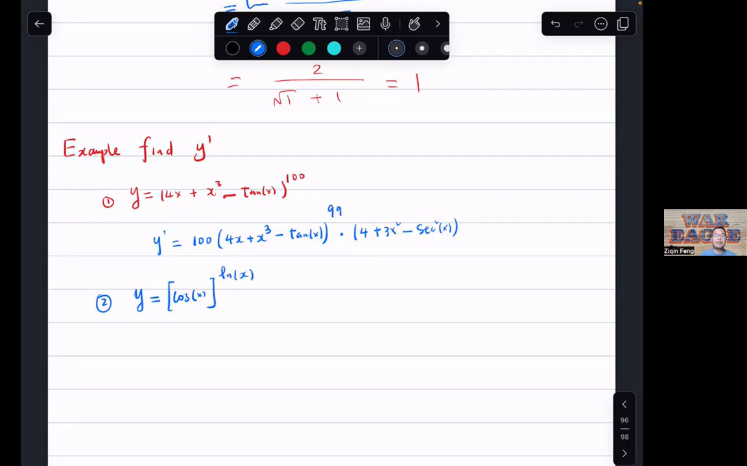Both the base and the exponent contain x. So this reminds you that maybe we want to bring the exponent down, right? Which means we want to use a method called logarithmic differentiation.